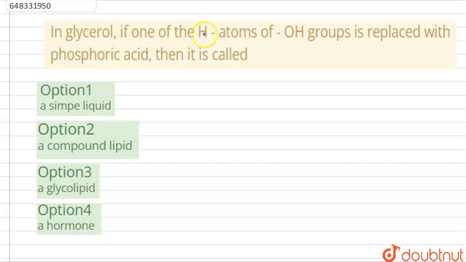Hello students, let's start the question. In glycerol, if one of the H atoms of OH groups is replaced with phosphoric acid, then it is called. So we know the structure of glycerol is something like this. We have three OH groups in glycerol.